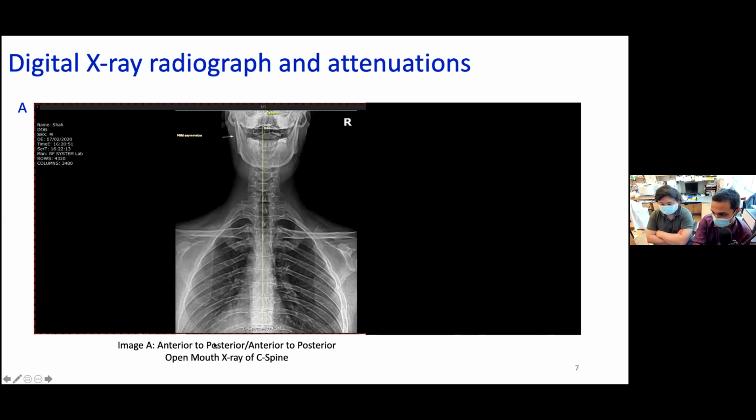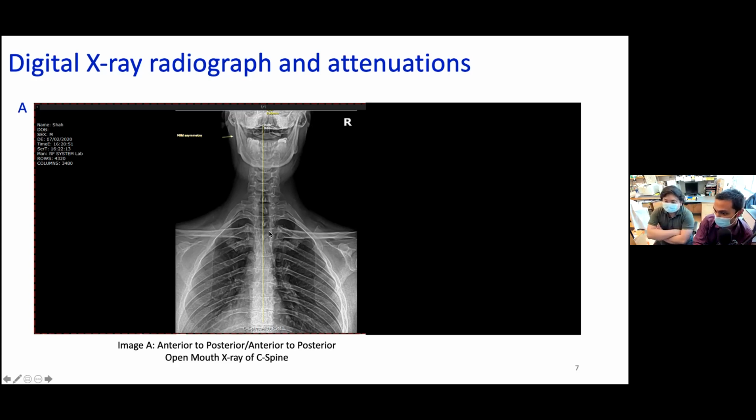Okay. So this is the scan, and again, this is my scan that I got a couple of years ago. Remember that I was facing the X-ray tube, so the anterior part of my body was in front of the X-ray tube, and the detector had my posterior part. So the radiograph that we are looking at is an anterior to posterior view, right?